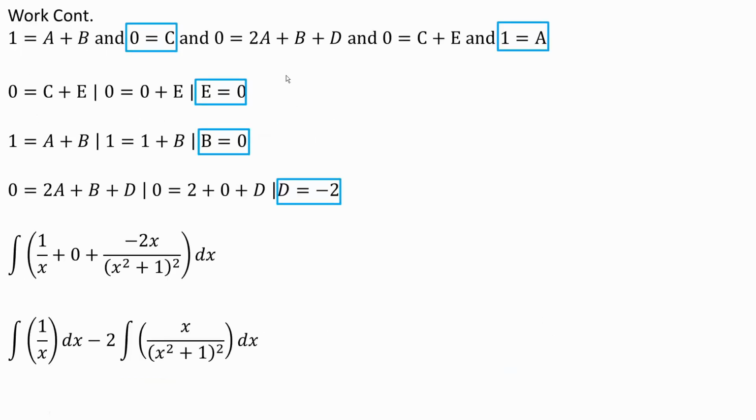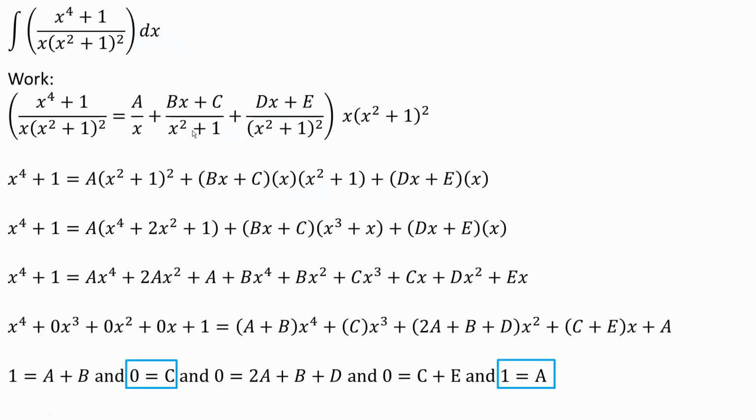So I went to the next page just for more room, and this line was the previous line. So this line right here, 0 is equal to C plus E. We know that C is equal to 0, so we can say that 0 is equal to 0 plus E, and so E is equal to 0. So here we have 1 is equal to A plus B, and we know that A is equal to 1. So we can say that 1 is equal to 1 plus B, and therefore B is equal to 0. So now we can say that 0 is equal to 2A plus B plus D, and we know that A is equal to 1, so we can say that 0 is equal to 2 plus 0 plus D. And so now we can say that D is equal to negative 2.